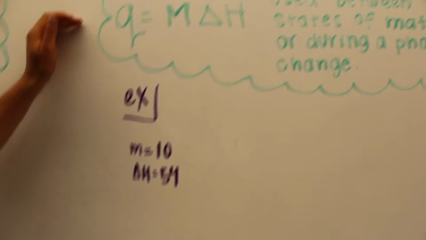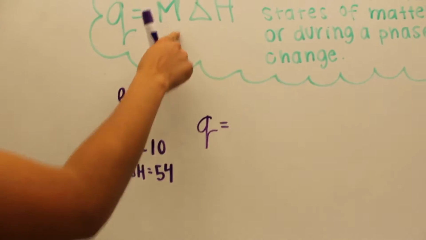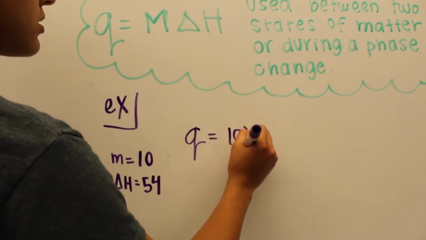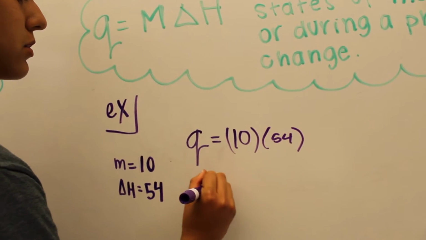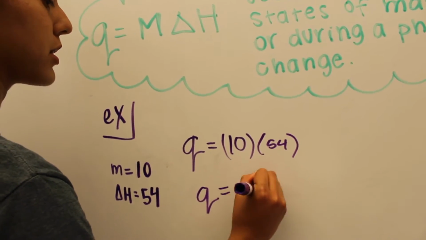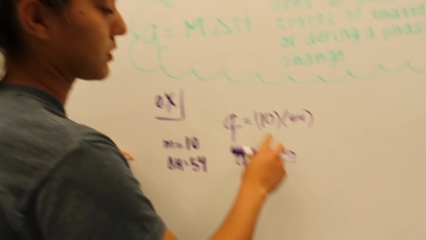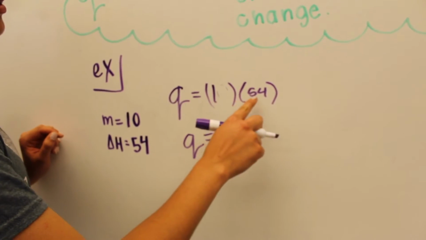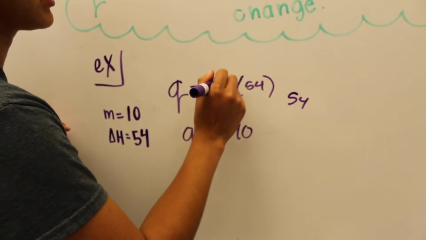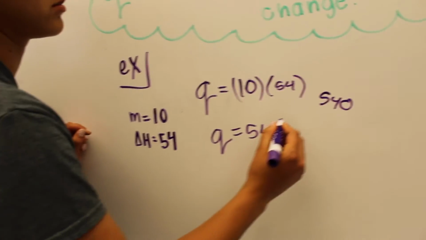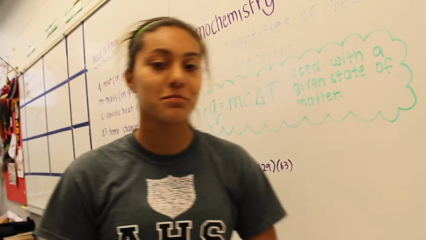So again, Q is missing. So we're going to write Q equals the m, the 10, times 54. So Q equals 540. Fun fact, an easy way to multiply using a 10 is you just erase the 0. 54 times 1 is 54. And then you bring the 0 back and just add it at the end. Box in your answer and you're done.